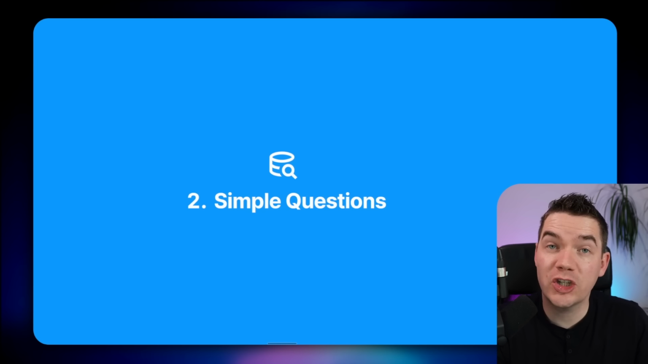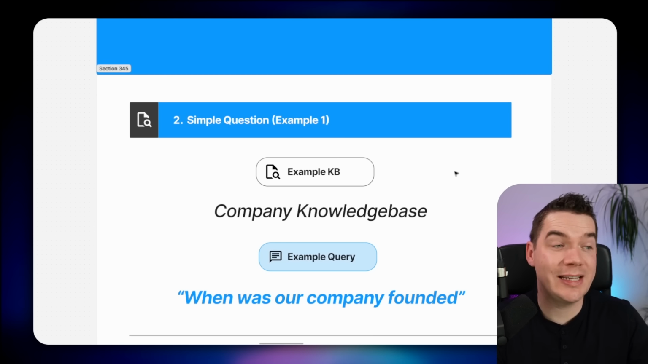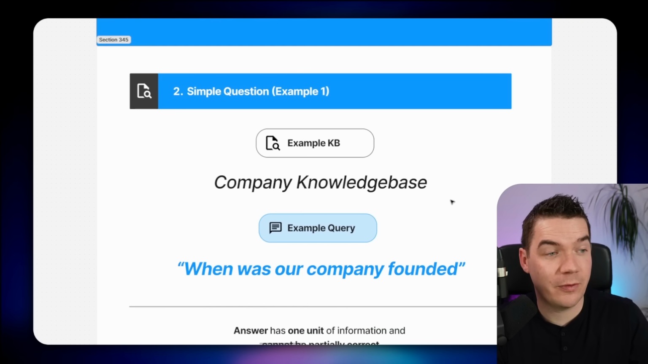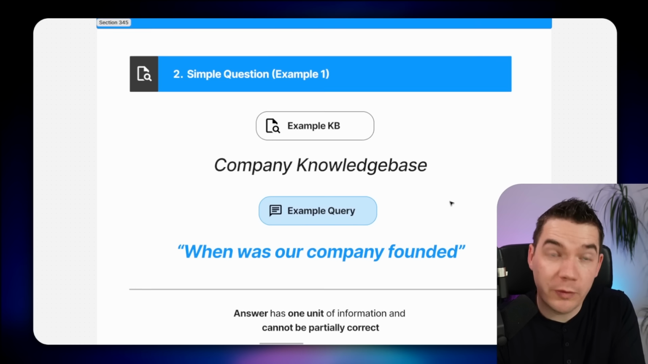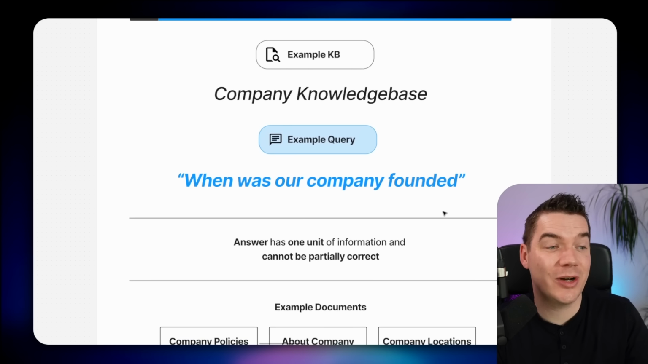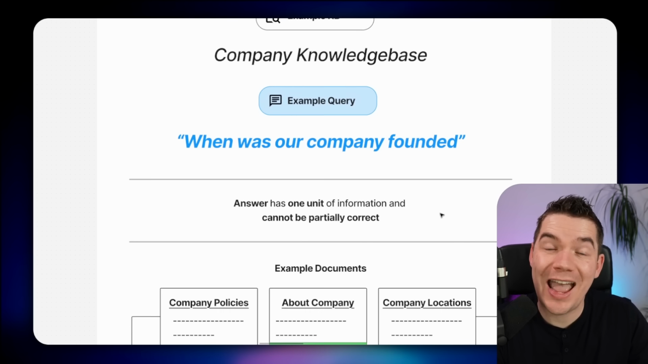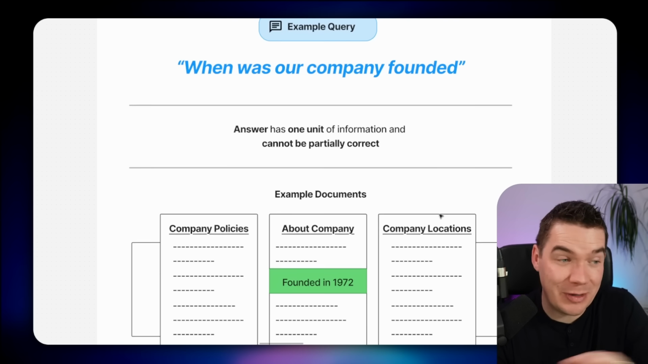So summary questions are notoriously difficult for vector search to actually answer comprehensively, but even simple questions can trip up vector search. So with the example of a company knowledge base, for a question like, when was our company founded, vector search should perform pretty well here. This answer has one unit of information. It cannot be partially correct. It has to be fully correct.